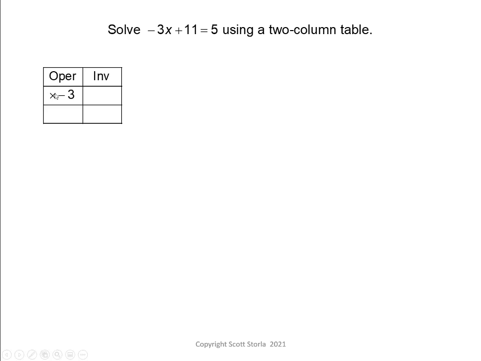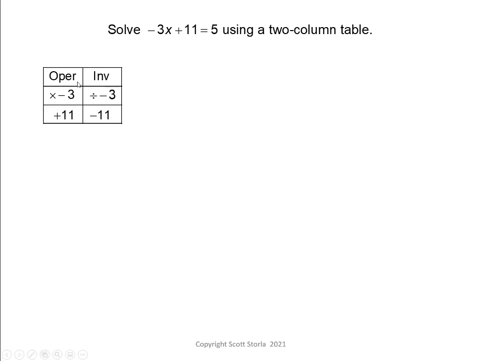This is my little multiplication symbol I use right here. And the second one says I'm going to add 11. I now move to the right column, which is going to have my inverse operators. The inverse for adding 11 is subtracting 11. The inverse for multiplying by -3 is dividing by -3.